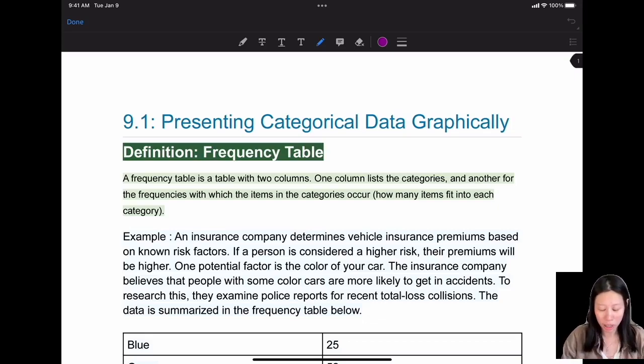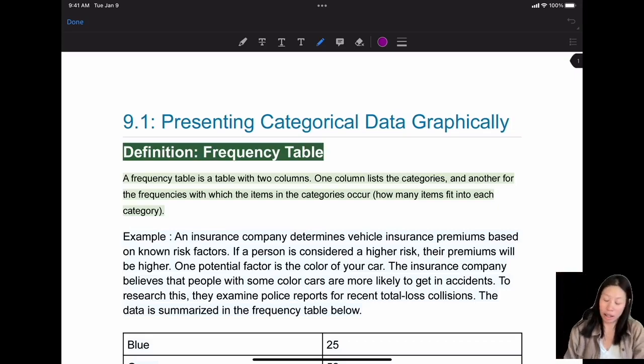So for example, an insurance company determined a vehicle insurance premium based on known risk factors. If a person is considered high risk, their premium will be higher. One potential factor is the color of the car. This is really interesting. So maybe when you're buying a car, you can take that into consideration, because maybe if you get a certain color of car, you will get a higher premium.